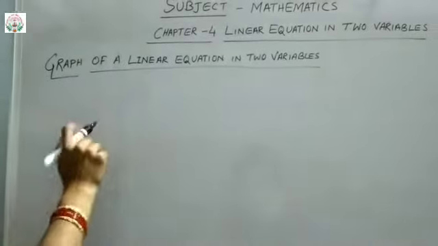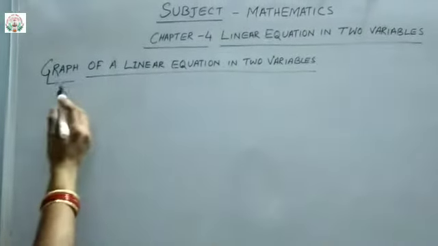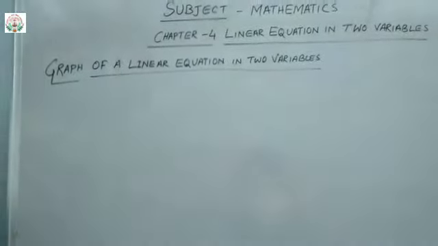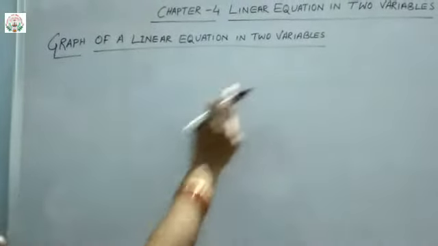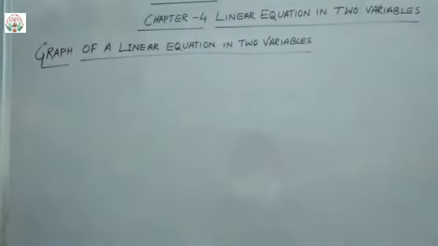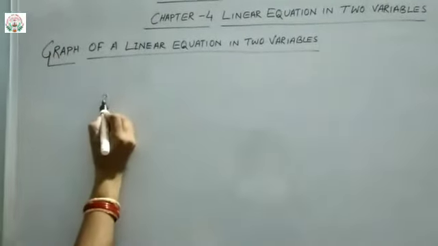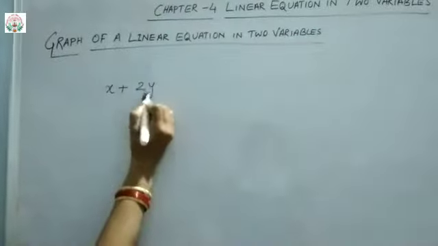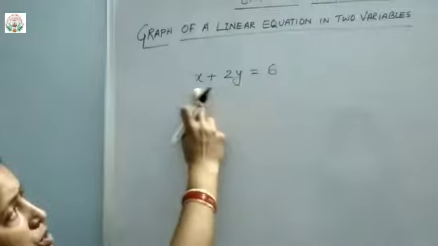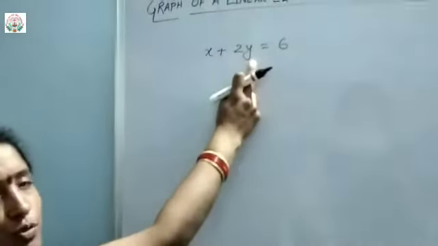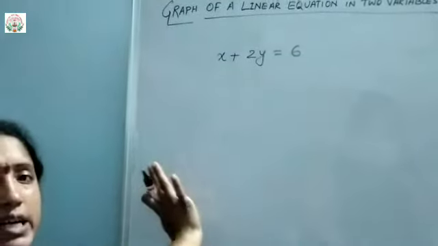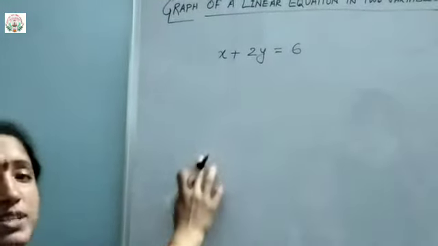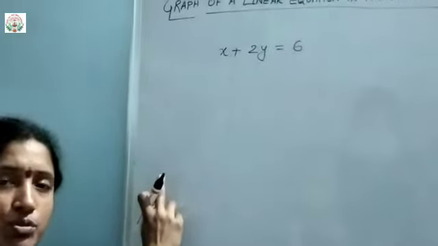Now we are going to see with the help of a linear equation how we are going to plot a graph. Okay, so that is why the topic is graph of a linear equation in two variables. That means a linear equation, for example, x plus 2y is equals to 6. This is your linear equation in two variables. You can see the two variables are x and y. So with this linear equation, how we are going to plot a graph? Okay, so how to make points, that we have seen in the previous video.